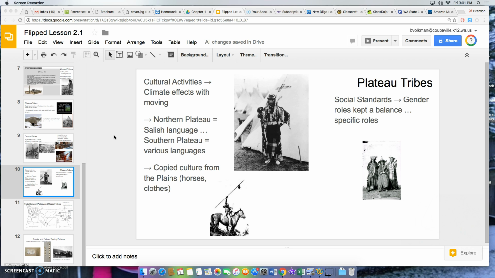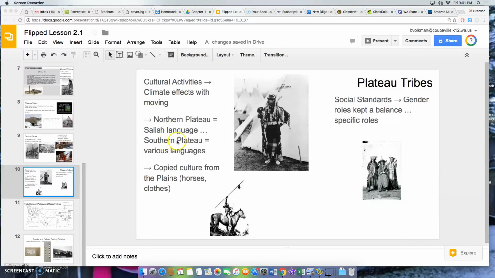greatly. The same could be said with the Plateau tribes. Because the weather was so different and drastic and they had to move, they were not able to create the totem poles and the canoes and the other works of art that their native brothers and sisters over by the coast were able to do. Now, they still had wonderful works of art, but just not to the degree.